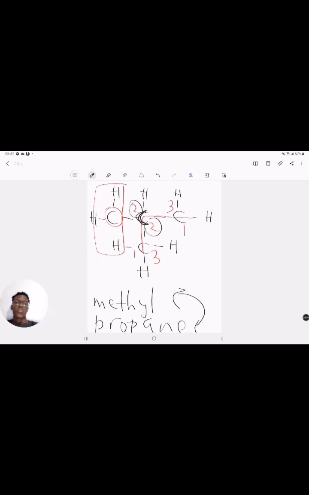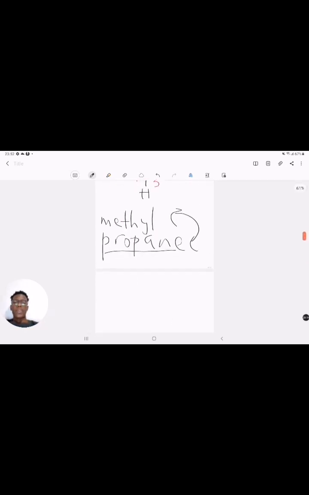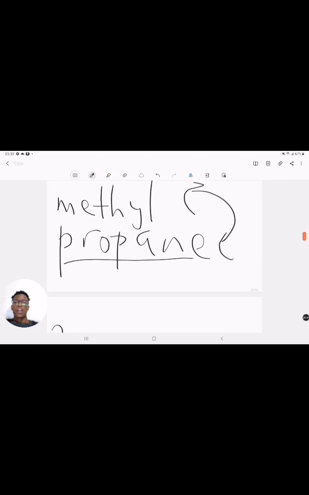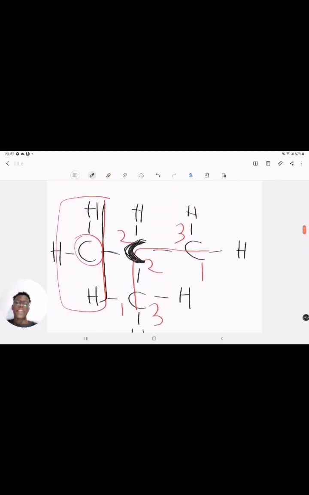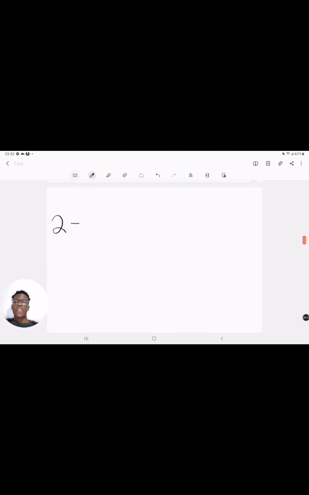I've got 2 and 2 surrounding this carbon atom. 2 is the smallest number on the carbon atom that has that branch, meaning that the methyl group is on carbon atom number 2. Since it's on carbon atom number 2, you say 2 dash, because it's on carbon number 2. What is on carbon number 2? Well, we just identified that this is methyl. Methyl is on carbon number 2. So we're going to say 2 methyl, right? 2 methyl.